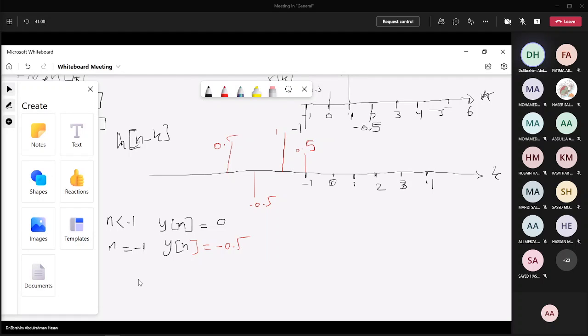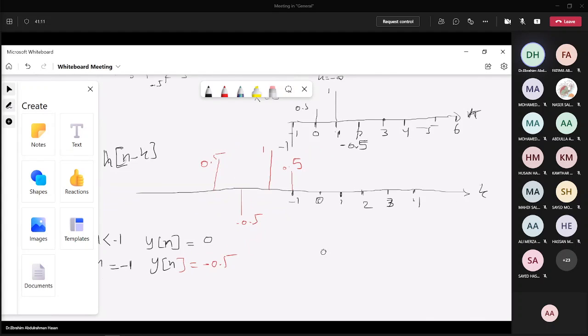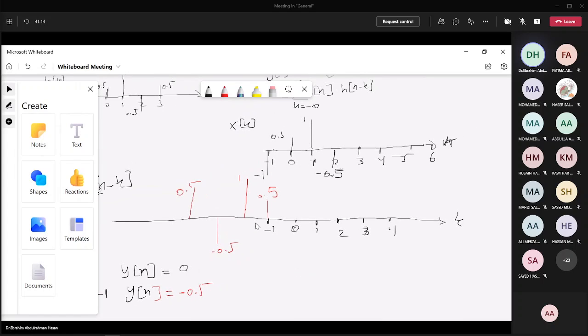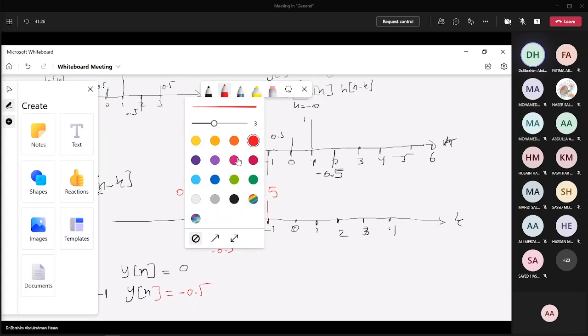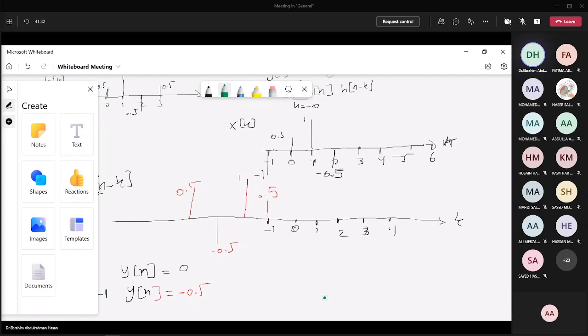Okay, then shifted by 1. If you shift this one by 1, then this one will be at 0.5. This will become 0.5 here. Let's make it blue now so it doesn't confuse us. So this one will be at 0.5. Then this one will be here, 1. Then minus 0.5 will be here. Then 0.5 will be here.